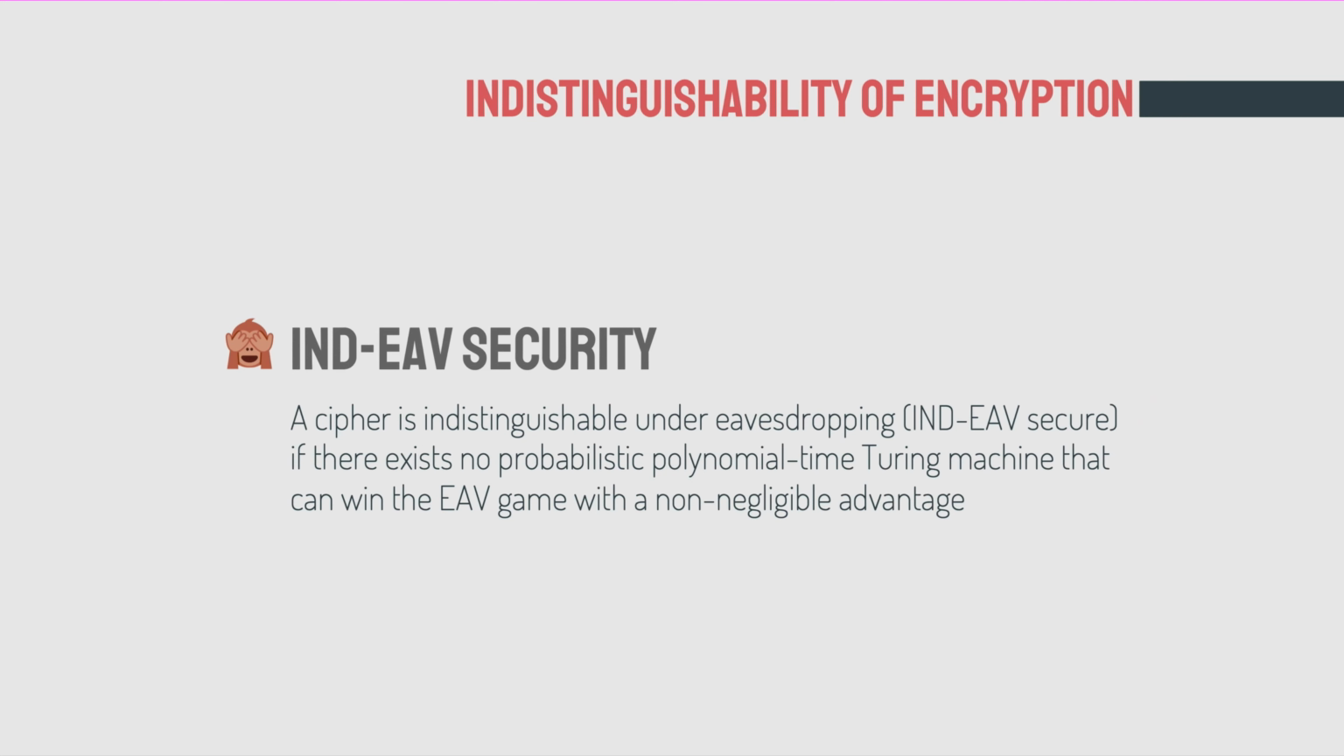We say a cipher is indistinguishable under eavesdropping if there is no probabilistic polynomial time Turing machine, essentially an efficient algorithm, that can win the eavesdropping game with an advantage that is greater than negligible.